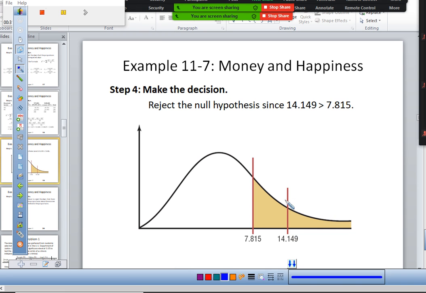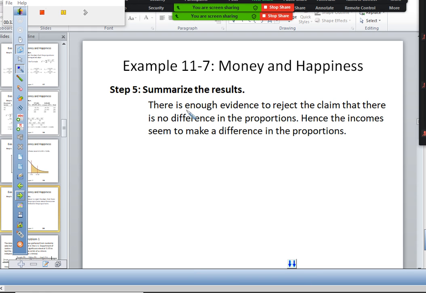14.149 is my test stat, which is totally in the guilty region, so I'm going to reject the null hypothesis, which means that there is enough evidence to reject the claim that there's no difference in the proportions. That's all you need. It's just this part here. Or you could say to reject the claim that the proportions are the same. That'd be okay too. Totally fine.